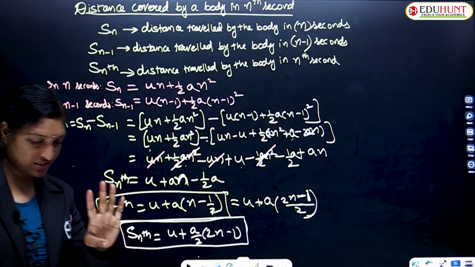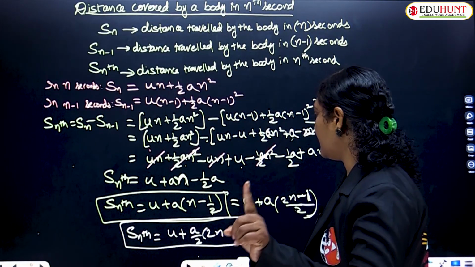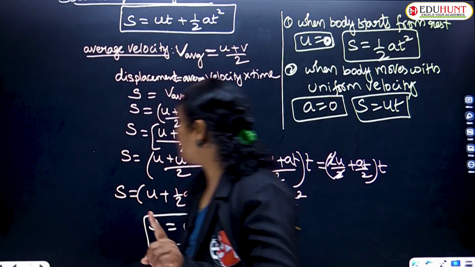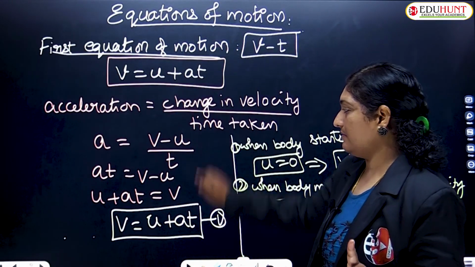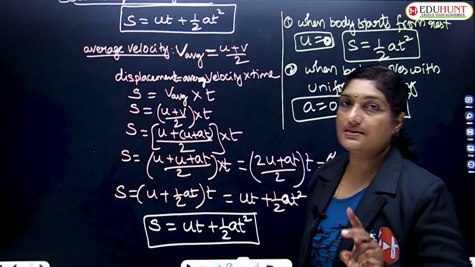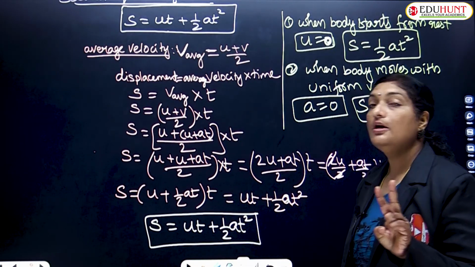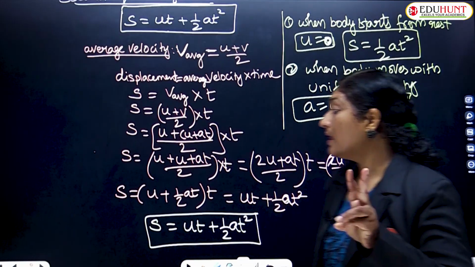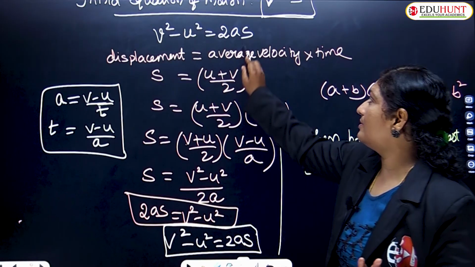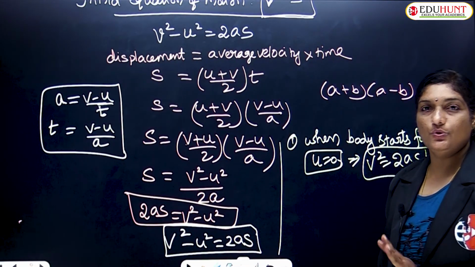So four equations I have discussed so far. What is the first equation of motion, children? The first equation of motion was v equals u plus at. The second equation of motion was s equals ut plus half at square. The third equation of motion was v square minus u square equals 2as.